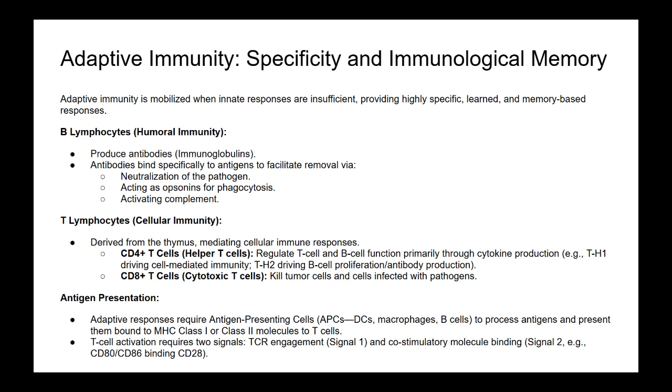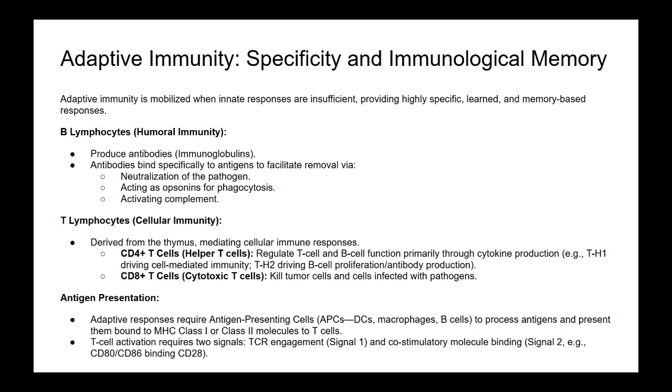It involves specialized cells known as antigen-presenting cells, which include dendritic cells, macrophages, and B cells. These cells process antigens into smaller peptide fragments and present them to T cells by binding the peptides to major histocompatibility complex molecules, specifically class I and class II molecules.